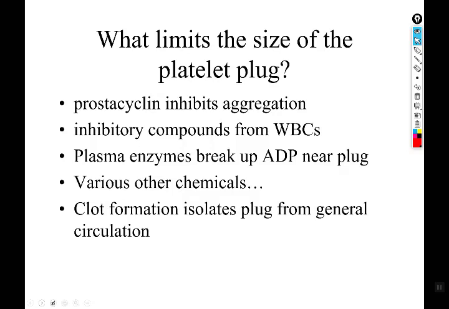Well, prostacyclin is one, and that's just going to inhibit aggregation. So it puts an upper limit on how many of the platelets can get together. White blood cells that arrive at the scene after the damage also basically emit inhibitory compounds that prevent further aggregation.